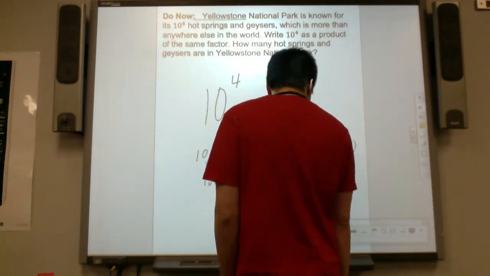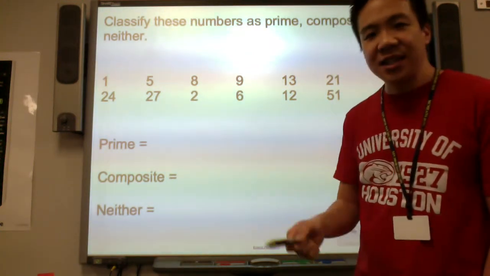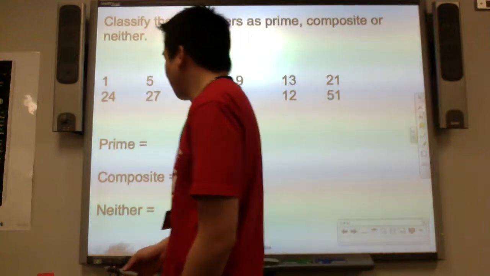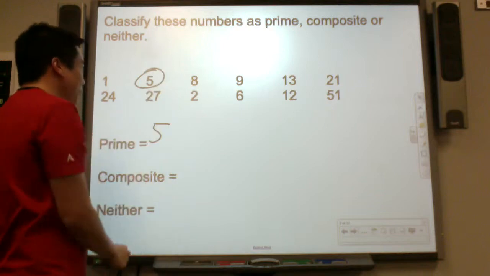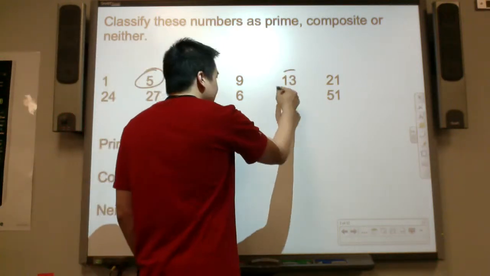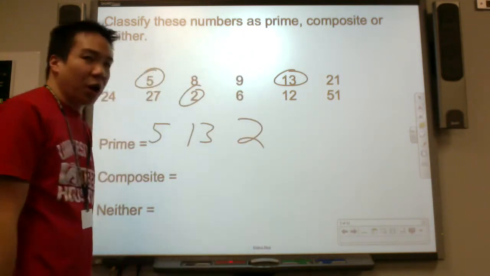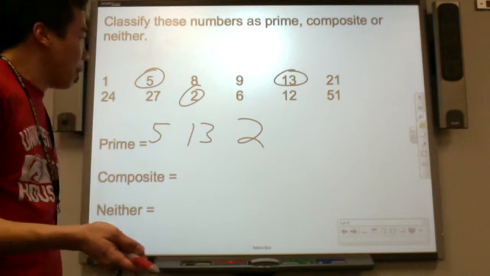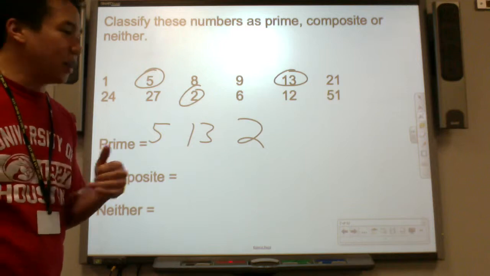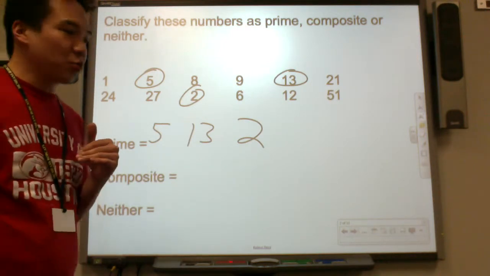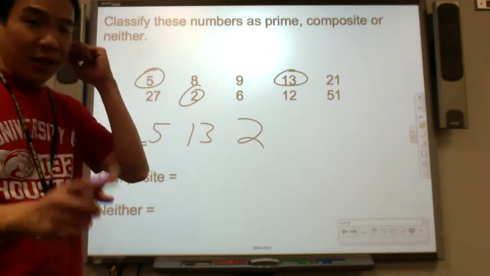So, before we know how to do prime factorization, do you remember your prime, composite, and neither numbers? What are prime numbers? Prime numbers can be like 5. 5 is a prime number. 13 is a prime number. 2 is a prime number. What makes these prime? You remember this from 5th grade, elementary school. A prime number is just 1 times itself. 5 is only composed of 5 times 1. 13 is only 13 and itself times 1. 2 is 2 times 1. Did you know 2 is the only even prime number in the number system?